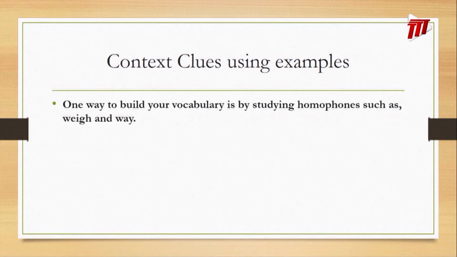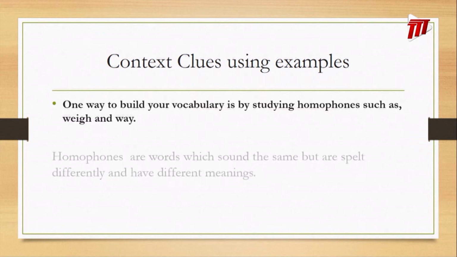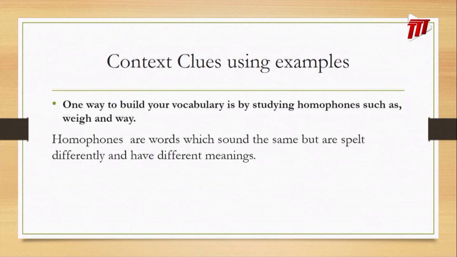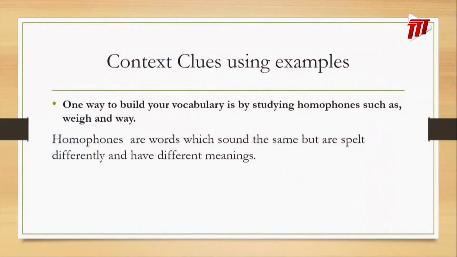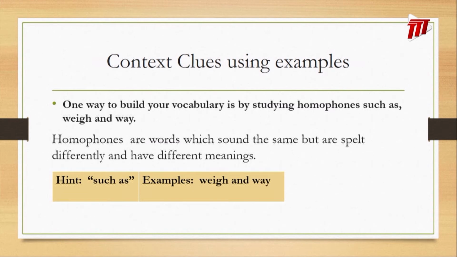One way to build your vocabulary is by studying homophones such as weigh and way. Now, you might not be able to know the precise meaning of the word, but you would have come up with the word at some time, seen the word at some time, and looking at the sentence, we see that the signal words are such as. So we know right away that examples of homophones are weigh and way, W-E-I-G-H and W-A-Y. Two words that sound the same, have different meanings, and are spelled differently.